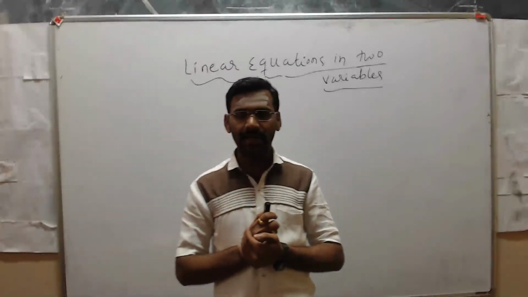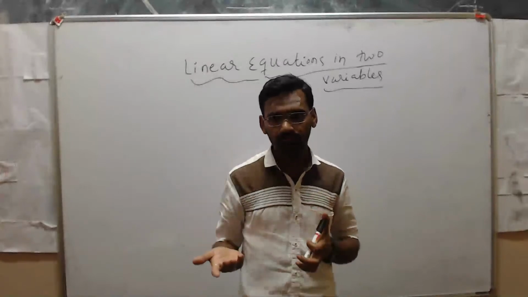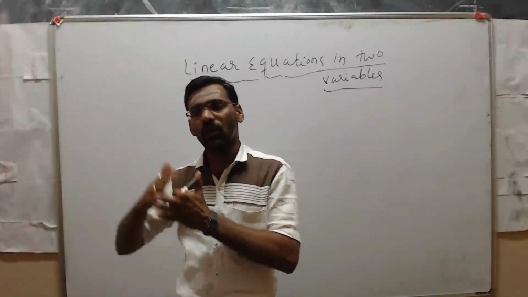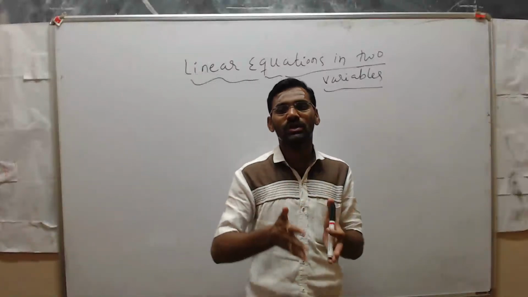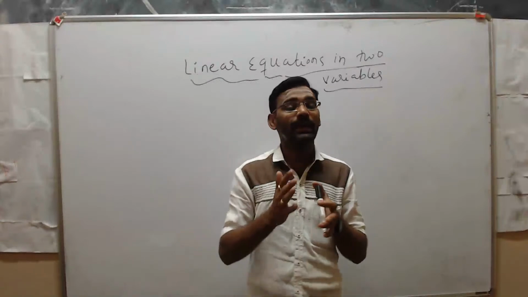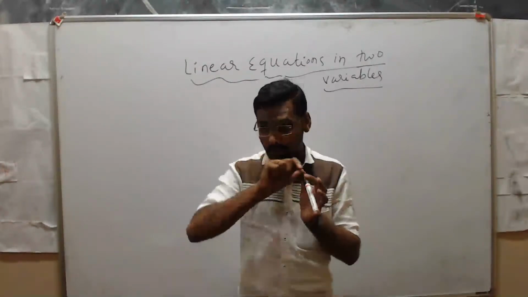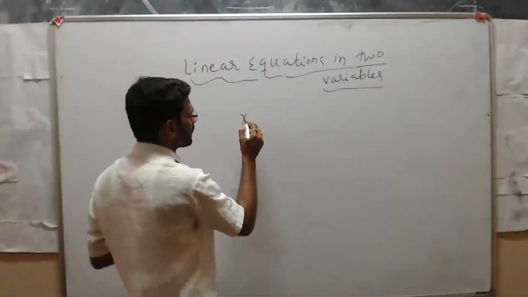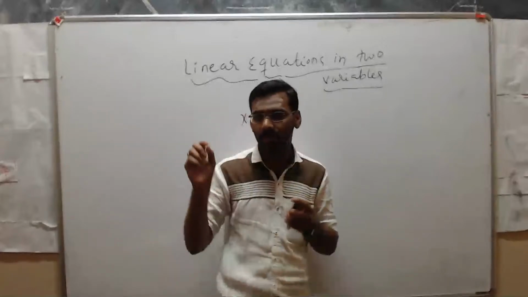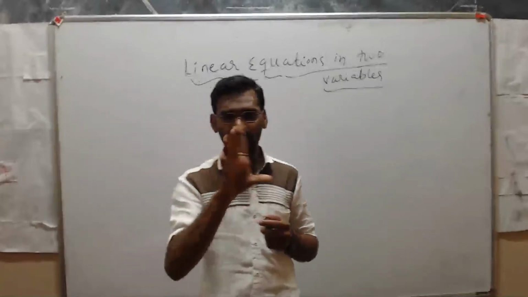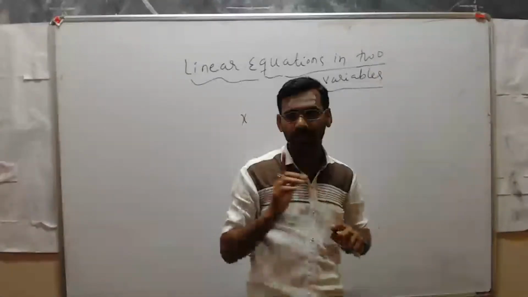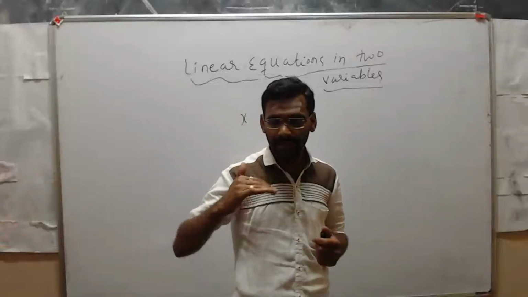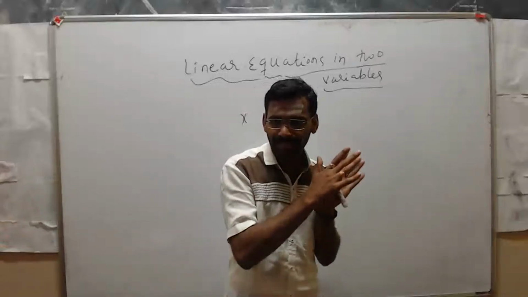I think in 8th standard, we all learned linear equations in one variable: how to find the solutions of a linear equation in one variable, and how to represent the solution on a number line. Linear means the degree of the variable must be 1. It is also learned in polynomials. If degree is 1, it is linear. If degree is 2, it is quadratic. If degree is 3, it is cubic.